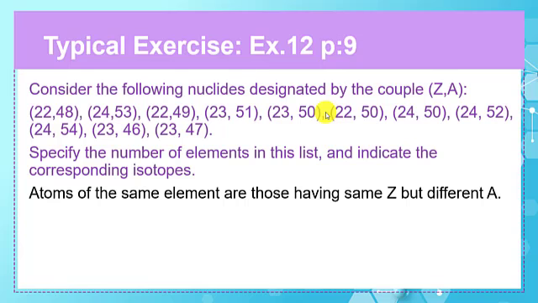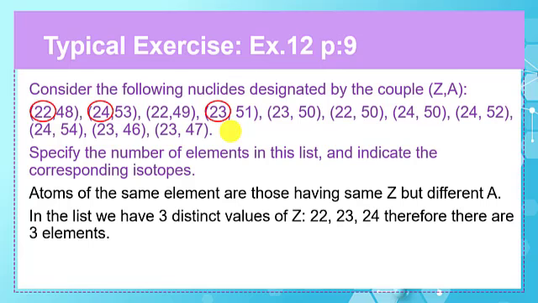First of all, the atoms of the same element are those having the same Z but different A. If we look at the list, we find out that we have 3 distinct values for Z, 22, 24, and 23. Therefore, there are only 3 elements in this list. So, the atom 22 49 belongs to the same element as the atom 22 48.